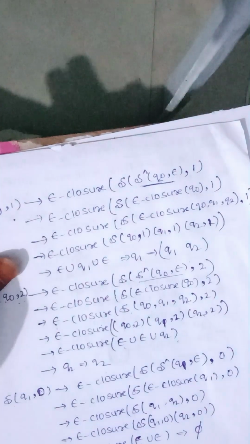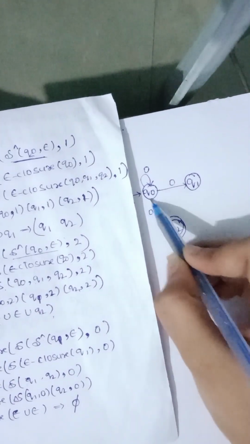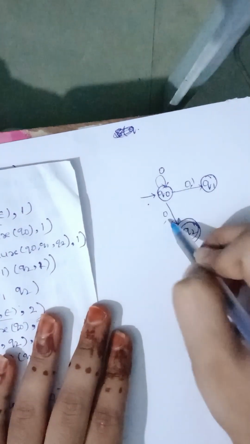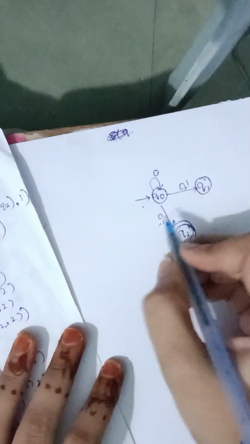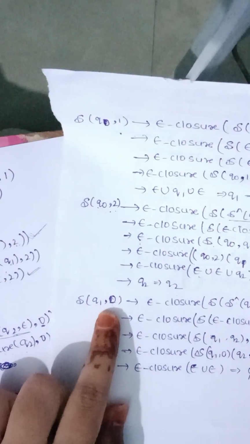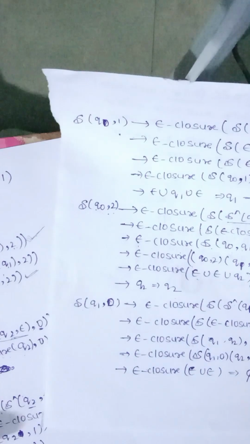From q0 with 1, what is the answer? q1 and q2. The transition is from q0 to q1 and q2, and the input is 1, so comma 1, comma 1. q0 comma 2 has only q2, so 0, 1, 2. q1 comma 0 means phi, there is none, so for that we'll just leave it.